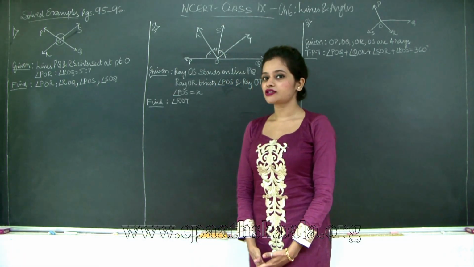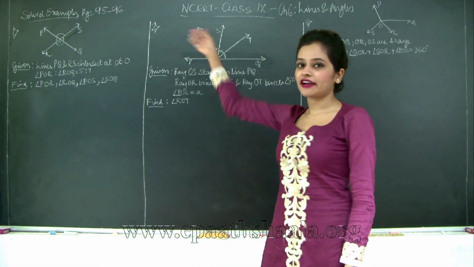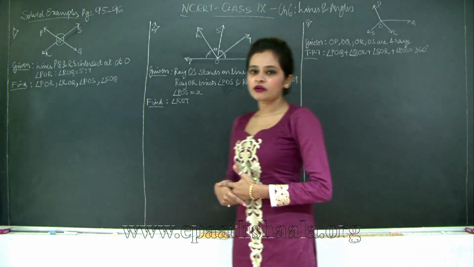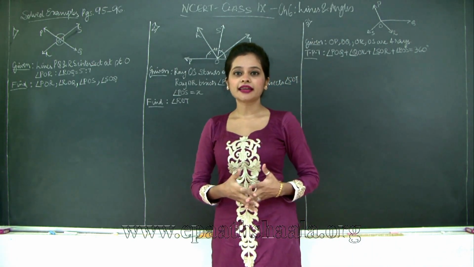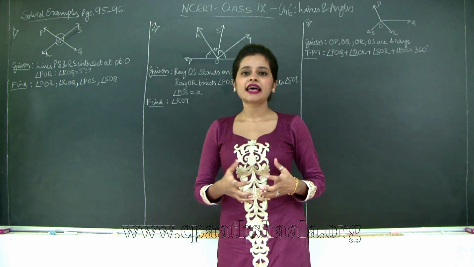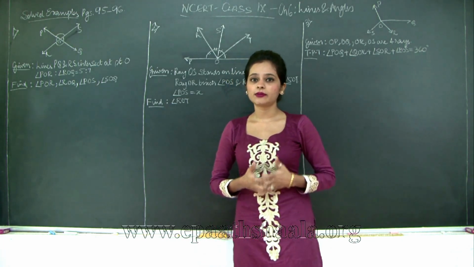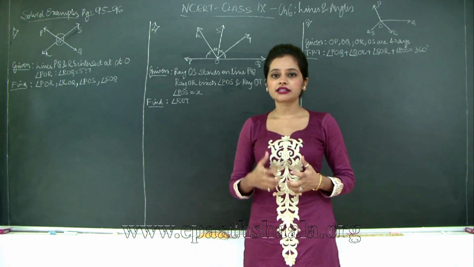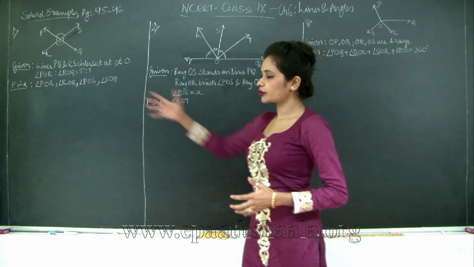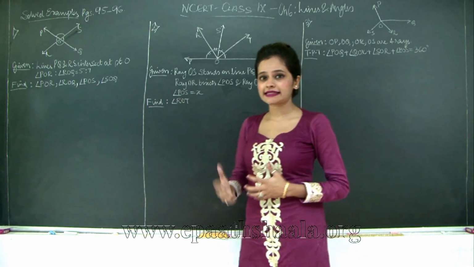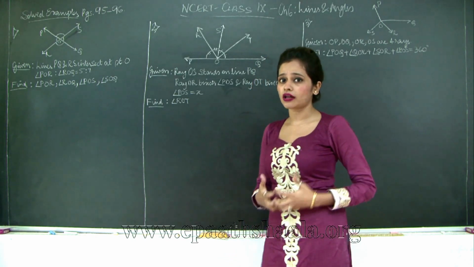Let us take a look at the solved examples on pages 95 to 96. These are going to be based on what we've learned so far, that is the linear pair axiom, as well as that the vertically opposite angles are equal. We saw a theorem wherein the vertically opposite angles are equal. So these solved examples as well as the exercise after this are based on these two concepts.